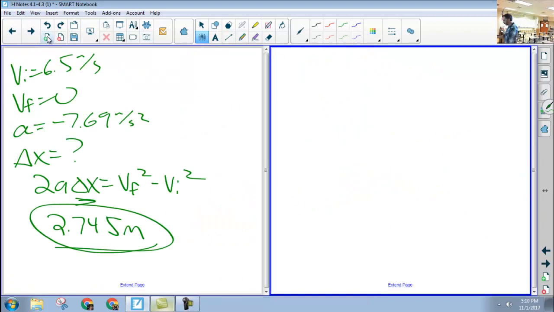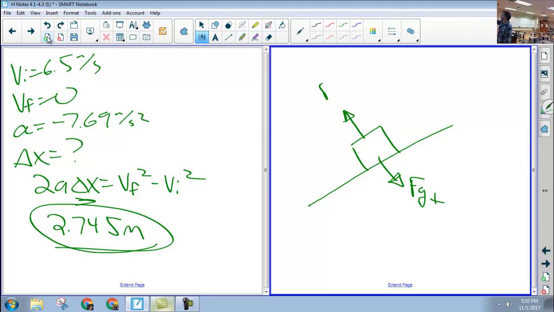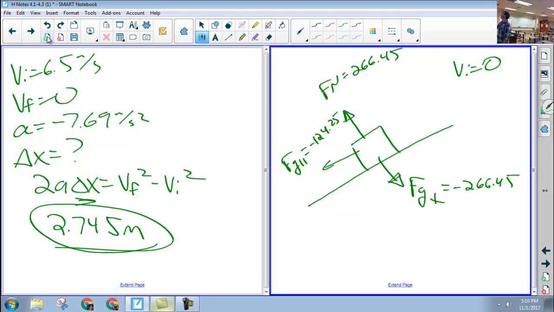So here is our ramp again. We've already found our FG perpendicular and our Fn, those were negative 266.45 and positive 266.45. We've got our FG parallel, which is negative 124.25. And right now, our box is at rest. It's just stopped, and our new problem begins with an initial velocity of 0. So it's going to try to slide down the ramp. Why? Well, because gravity is pulling it down the ramp.